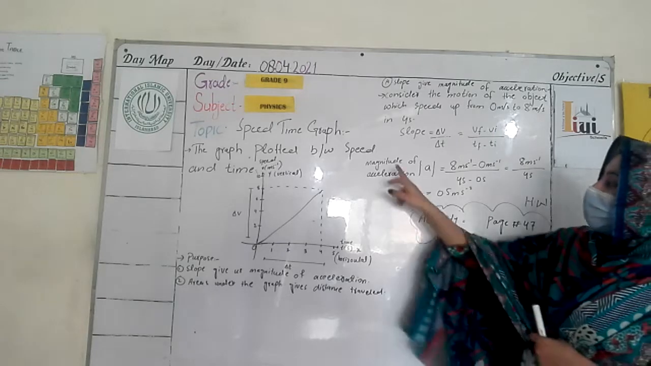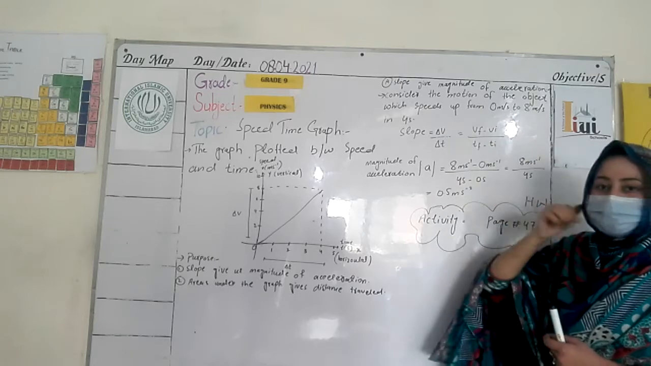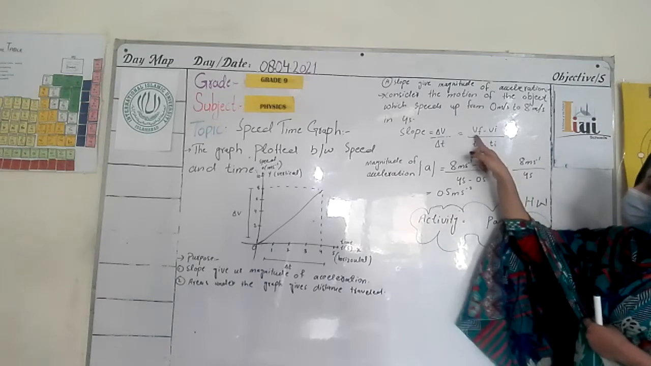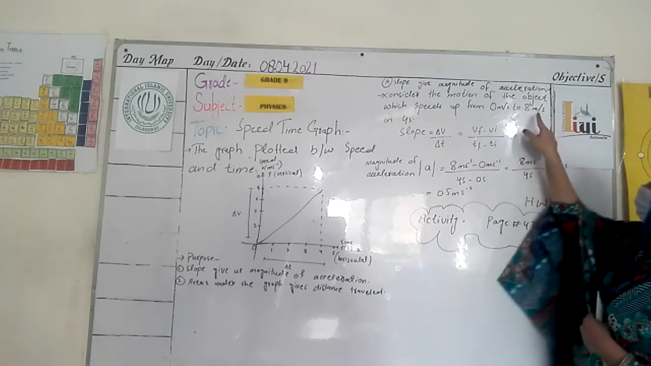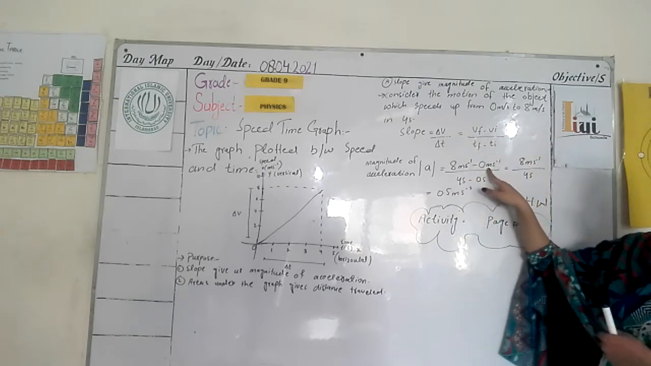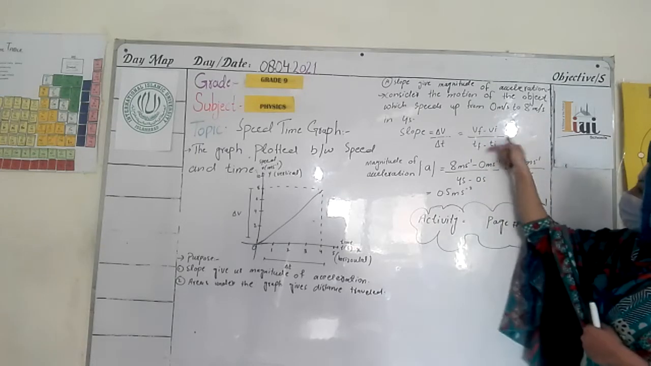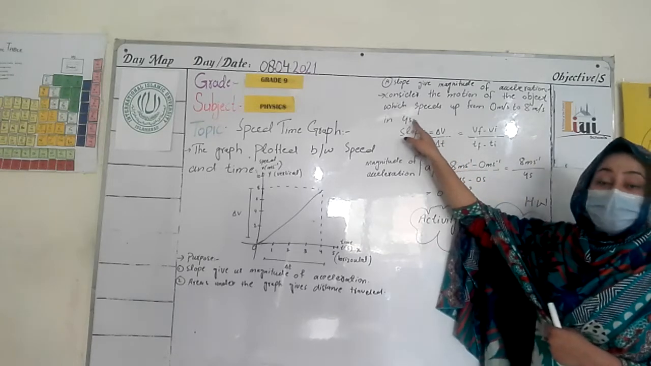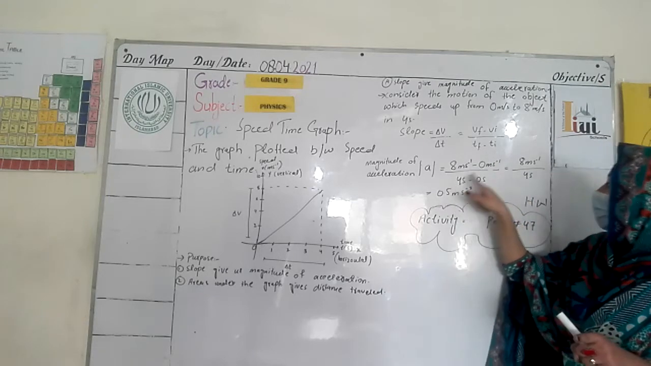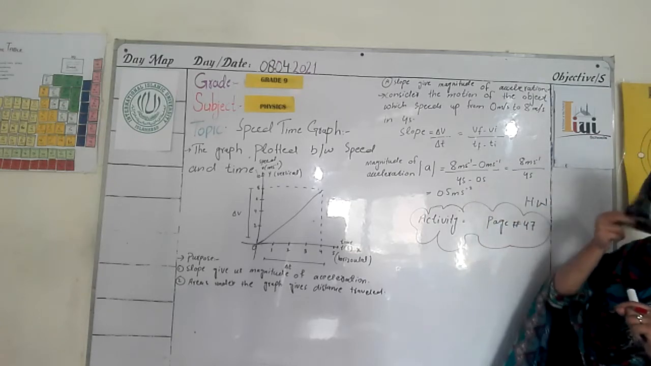To find the magnitude of acceleration, we put these values in this equation. The final speed of the object is 8 meter per second, so I put it here. The initial speed is 0 meter per second, so I put that here. Then it is divided by time. The final time is 4 seconds, and the initial time, the starting point, is 0.